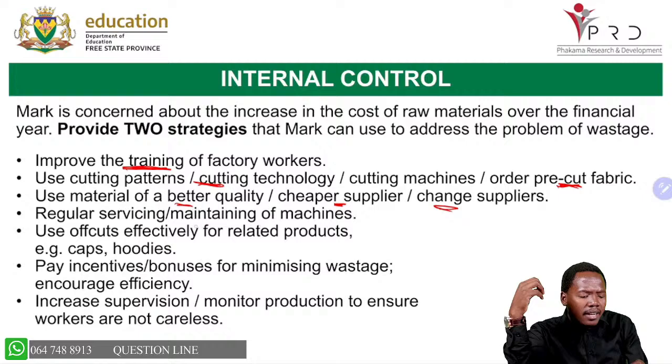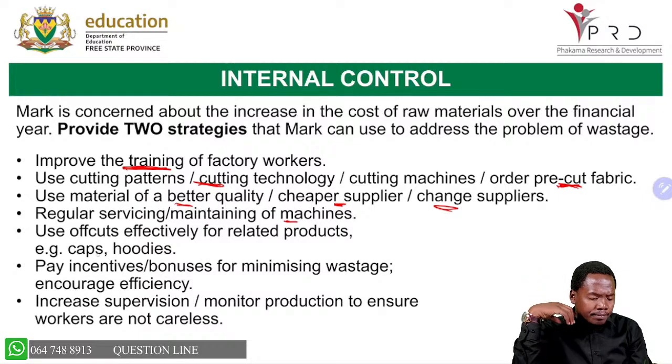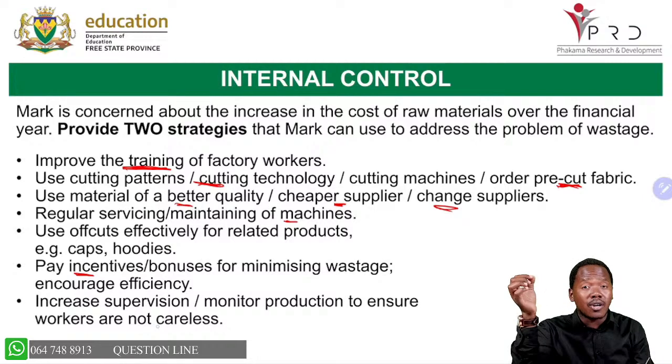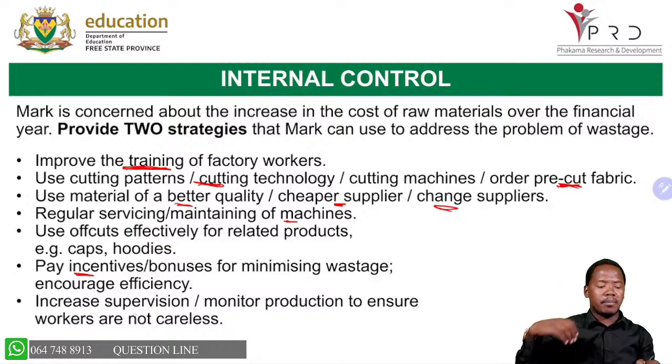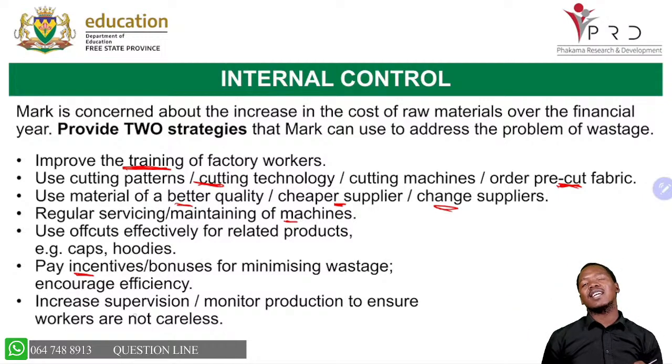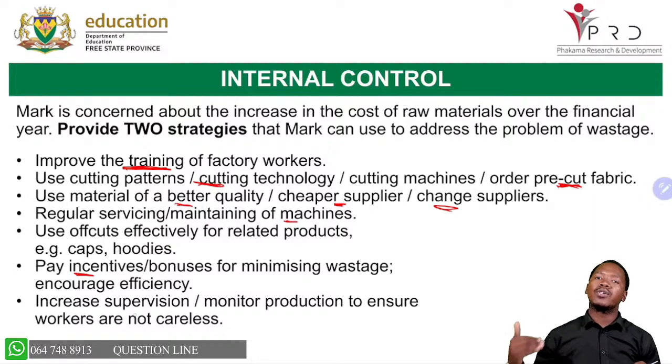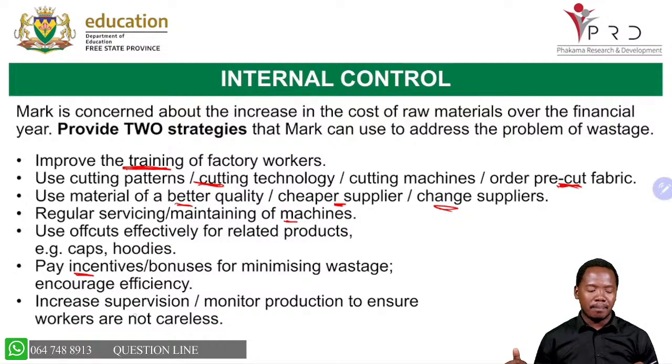Next one, we regularly service our machines, or we maintain our machines, right? And then we can also pay bonuses or any incentives to also ensure that people do not waste. Any employee that has saved on our material may receive a bonus. And then we also monitor them, very important. Whenever they are working, cutting, producing, we do what? We stand there, we monitor them on a daily basis or on a regular basis.